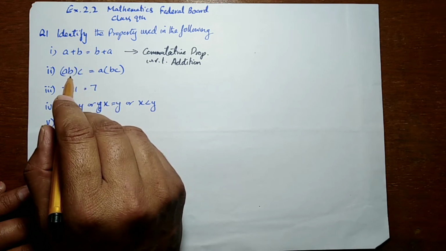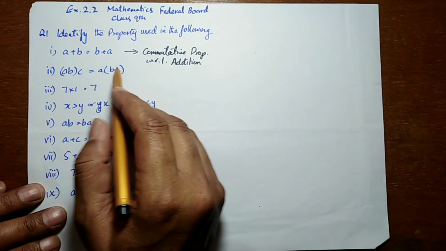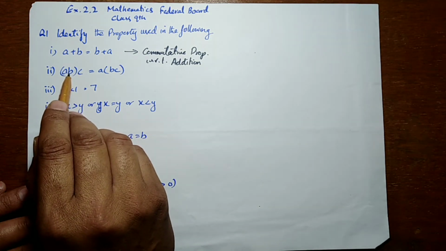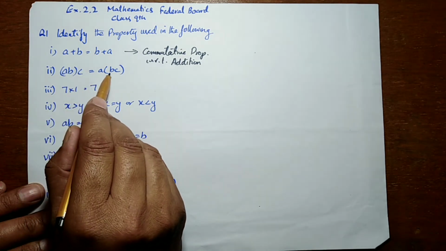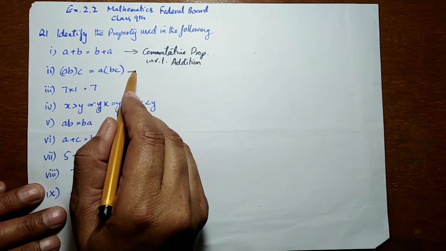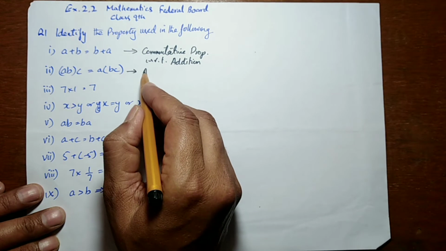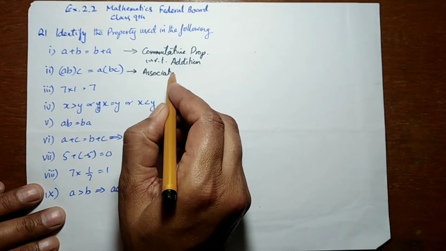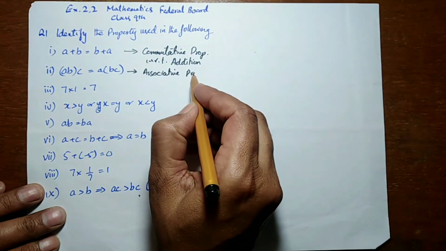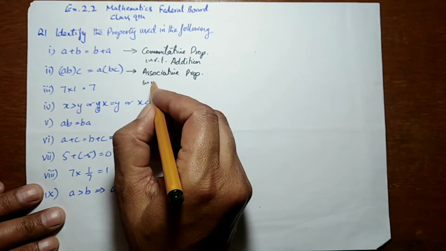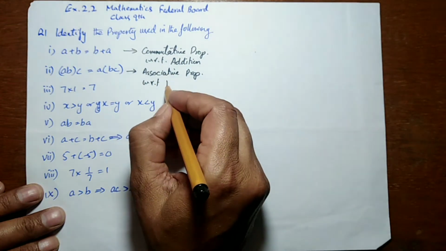So in the second one, you can see whether you multiply a with b and the answer is multiplied with c, or whether you multiply b with c and the answer with a. So that property is known as associative property with respect to multiplication.